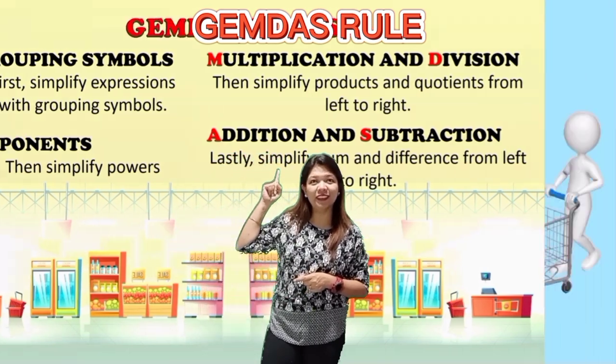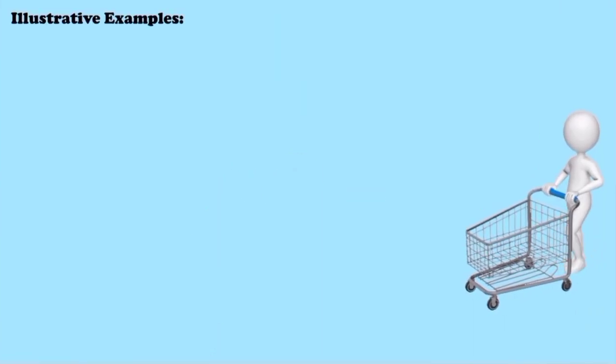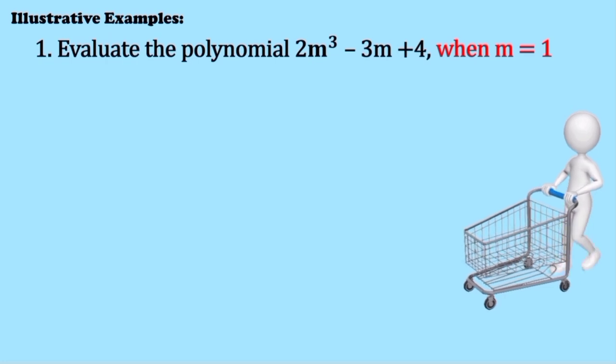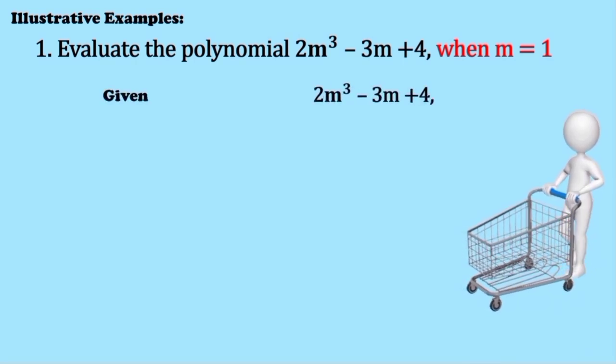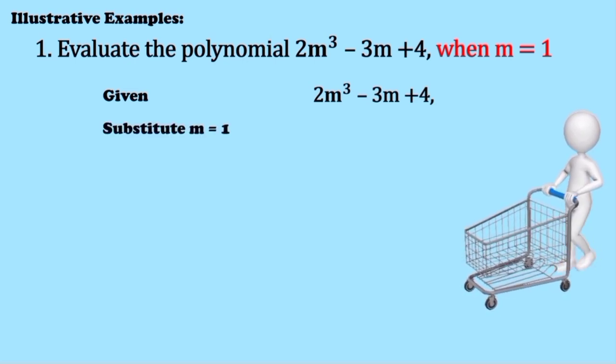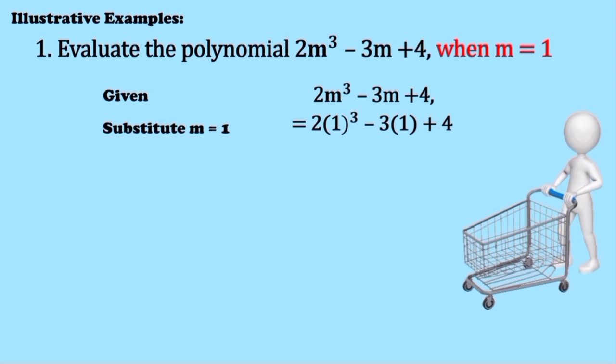That is the PEMDAS rule. Let's have this example. Evaluate the polynomial 2m cubed minus 3m plus 4 when m is equal to 1. First, let's write the given. Next, let's substitute the value of m. M will become 1.